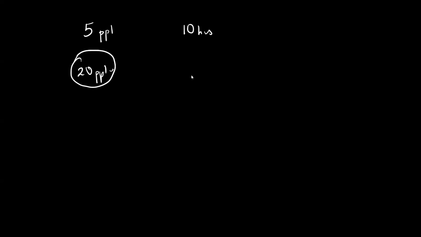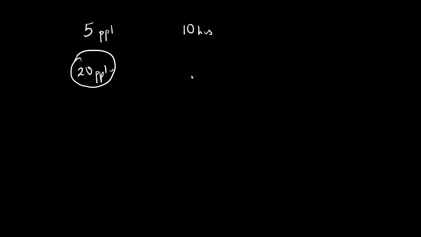So for the first one in your notebook, don't write anything in your textbook. In your notebook, write first: inverse variation. Next, now read the second one also.